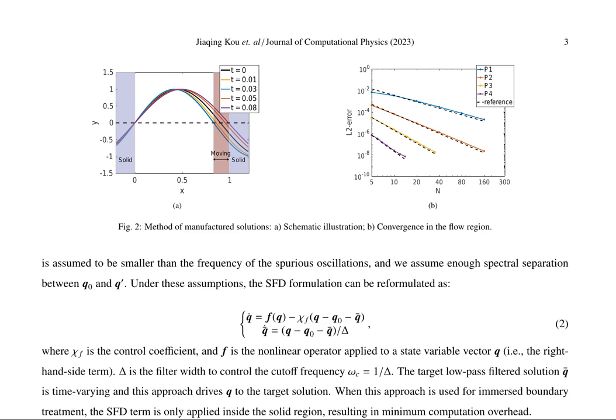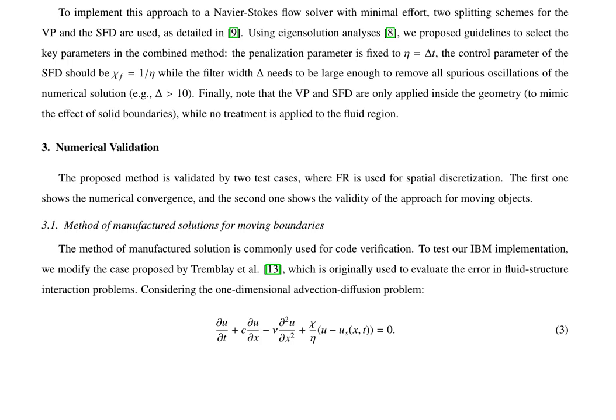The implementation of this approach in a Navier-Stokes flow solver requires minimal computational overhead and uses two splitting schemes for the VP and SFD. Guidelines for selecting key parameters, such as the penalization parameter, control parameter, and filter width, are provided based on eigensolution analyses. The VP and SFD are only applied inside the geometry to mimic solid boundaries, with no treatment applied to the fluid region. To validate the proposed method, two test cases are presented.